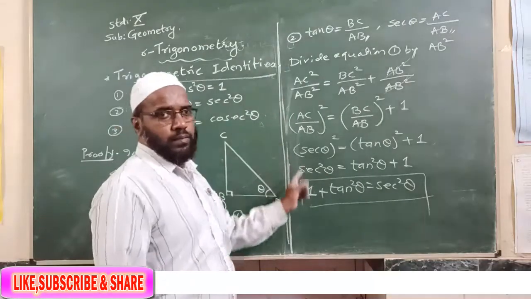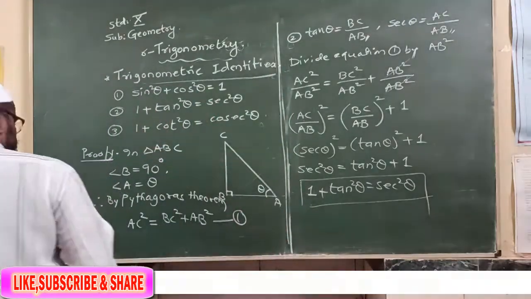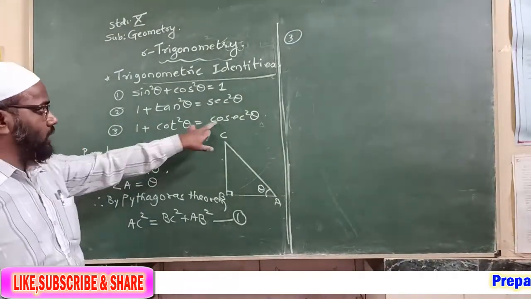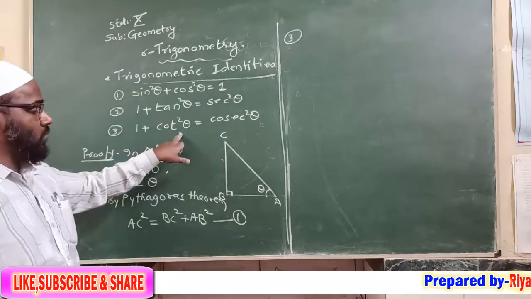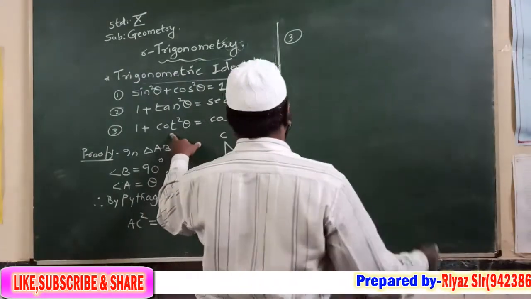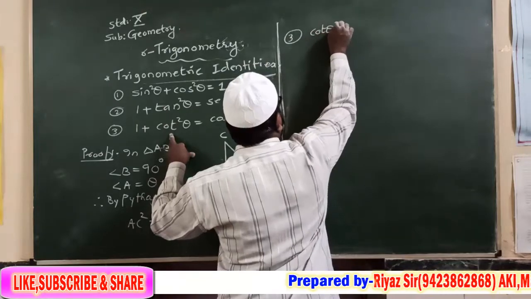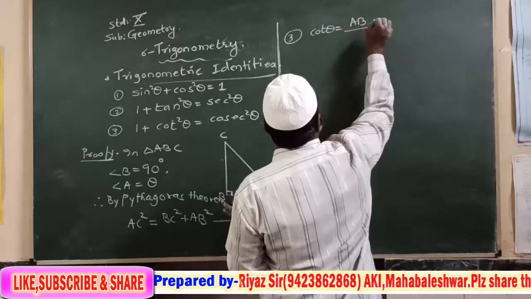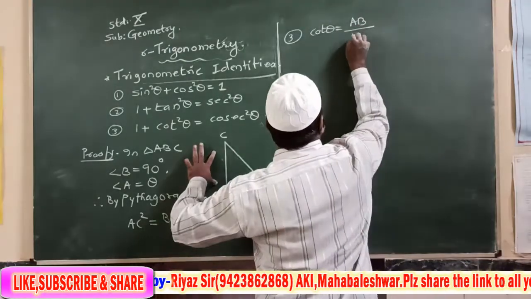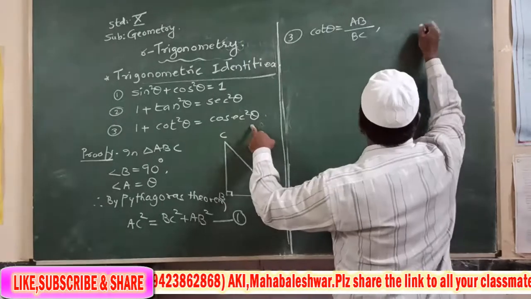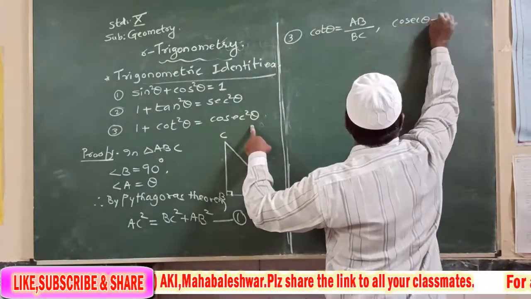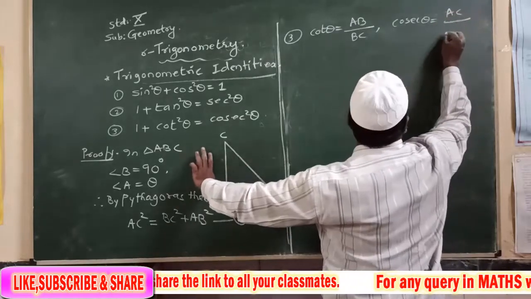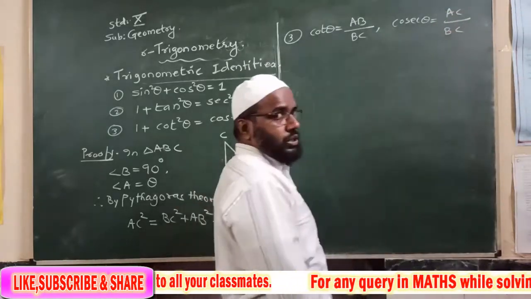Yes, any doubt in this? No? Okay. Now come to the proof for the third identity. We have to prove 1 plus cot square theta is equal to cosec square theta. So we define the cot theta ratio: cot theta is equal to adjacent side which is AB upon opposite side which is BC. And cosec theta is equal to hypotenuse which is AC upon opposite side which is BC. This is the definition. Okay.